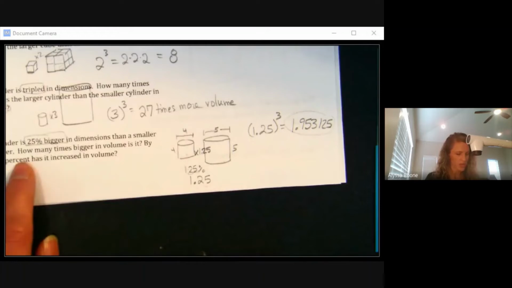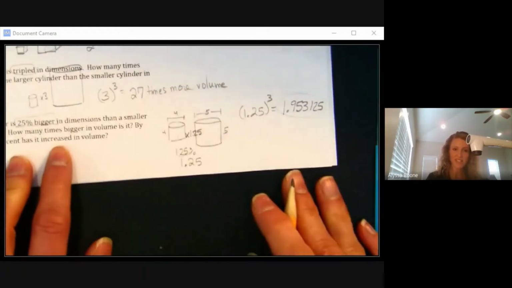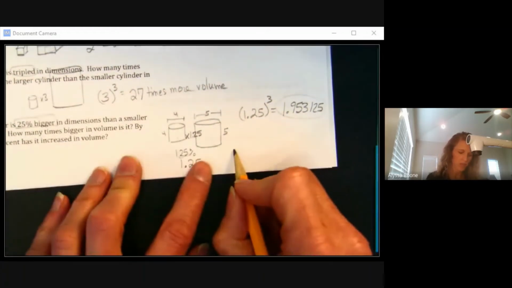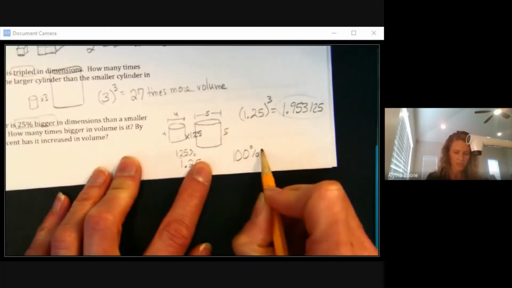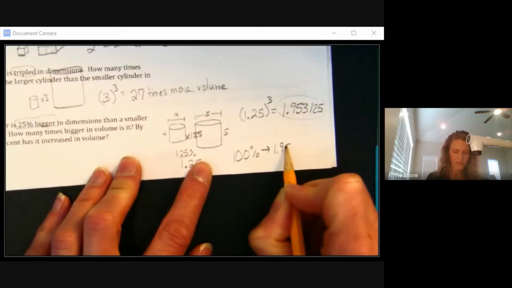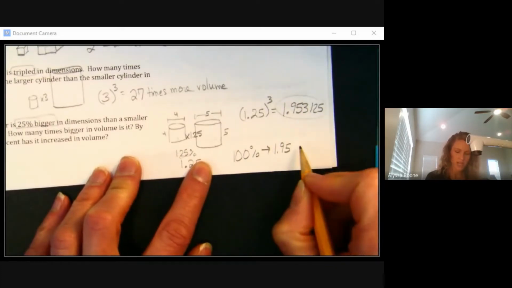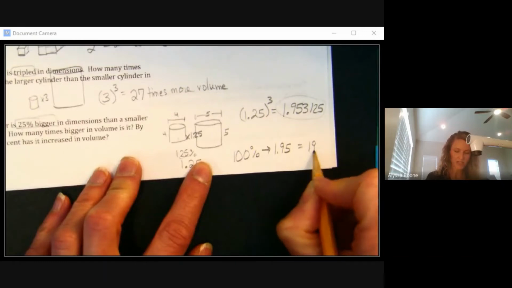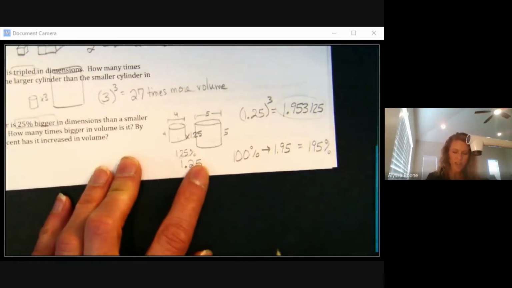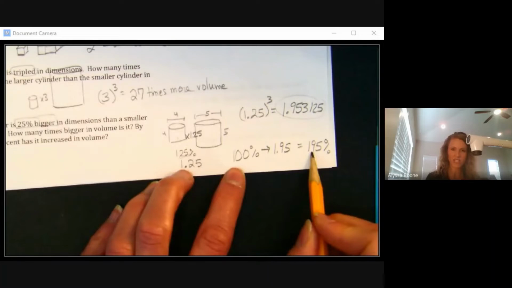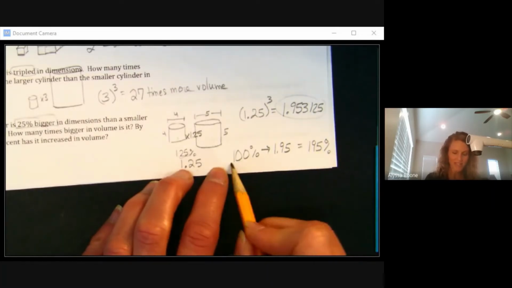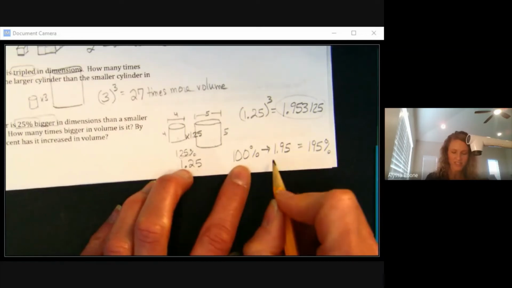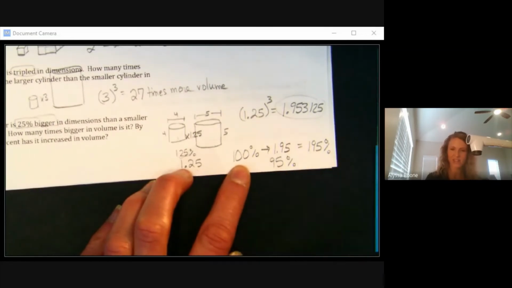So it says, by what percent has it increased in volume? If I went from 100% and I multiplied it by 1.95-ish, I would get 195% more volume. So how much percent has increased? It would be 195% minus 100%. It has increased 95% in volume. That's actually a lot.